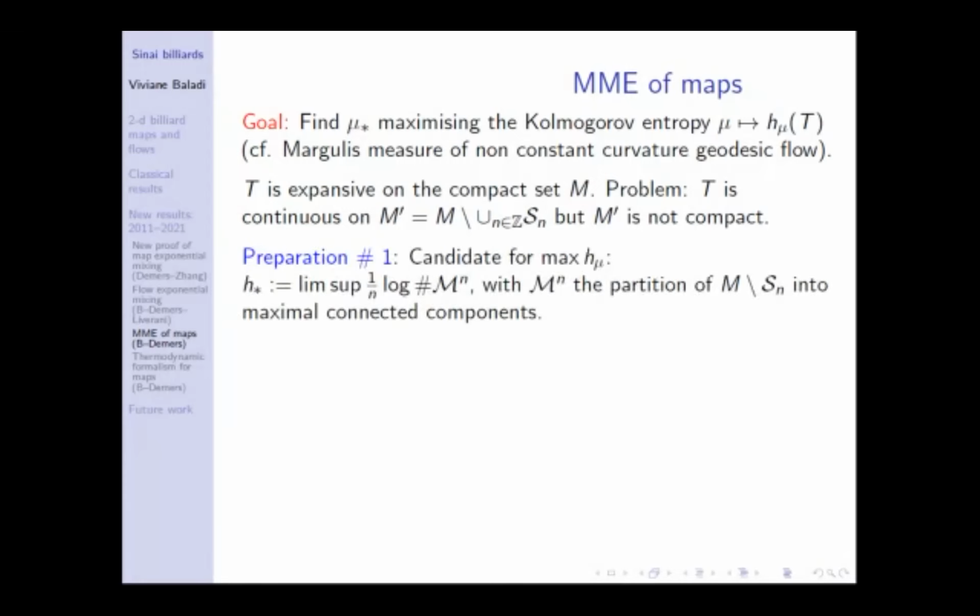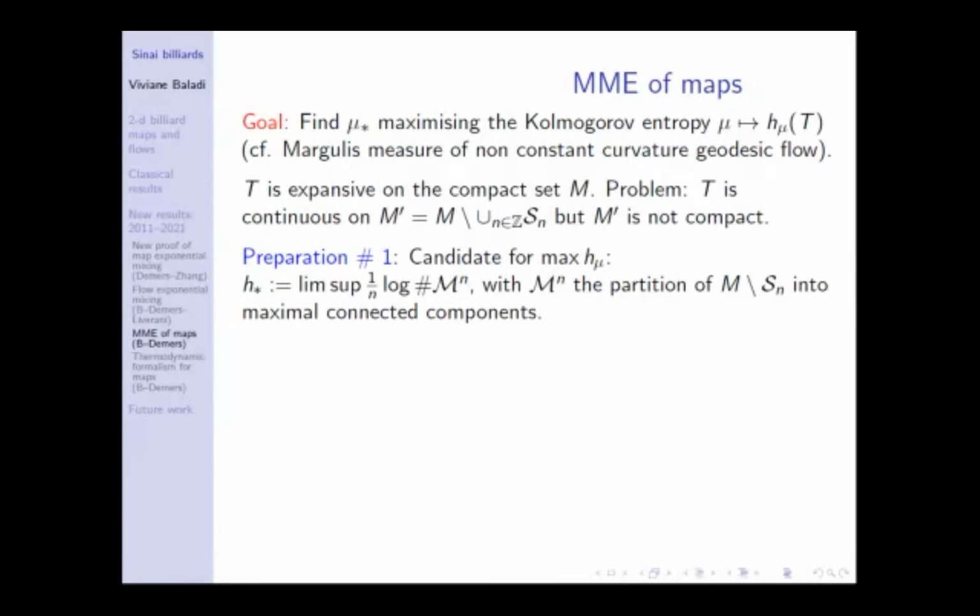So you have to do something else. Well, we did it, but it was harder than we thought, than what we expected. And in particular, we needed to introduce an assumption. So we did it in two steps. First, we found a natural candidate for the maximum of the Kolmogorov entropy, which is called the topological entropy.